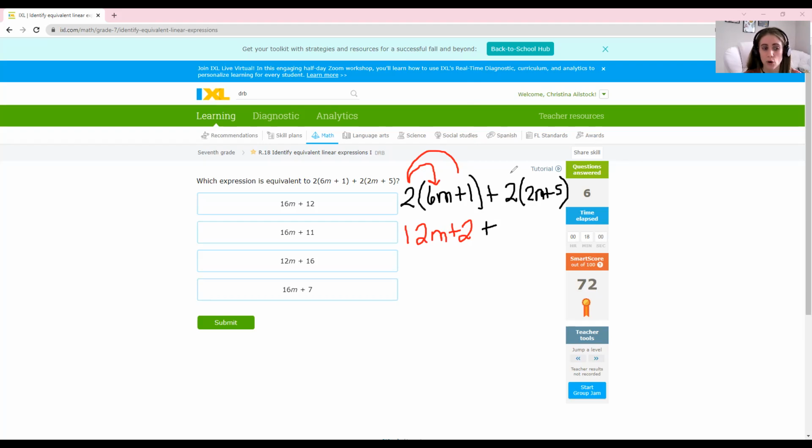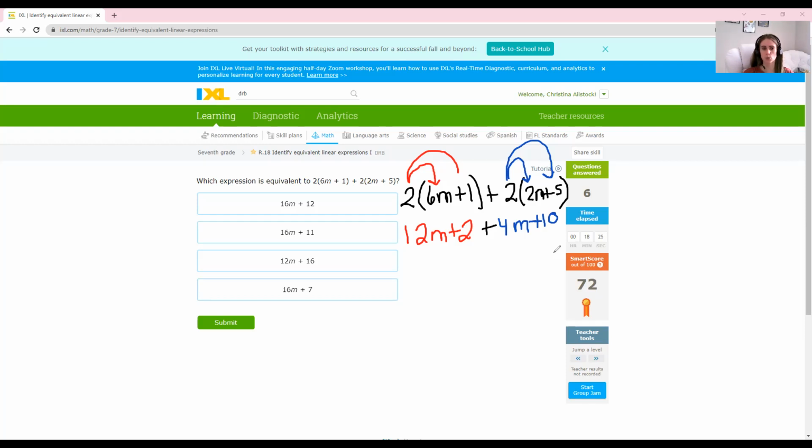and now I have a second set of distribution to do. Over here, we're going to distribute 2 times 2m, which would be 4m, and then 2 times 5, which would be 10. All right, that wasn't too bad, right? We just had to do the distributive property twice, but that was okay. Move on to the next step.